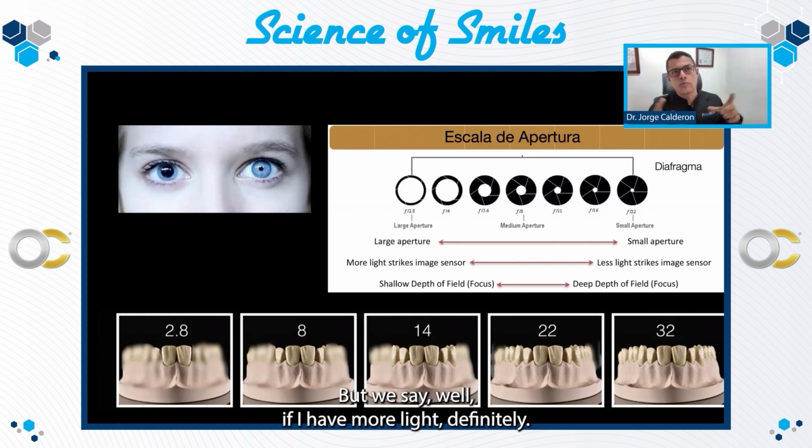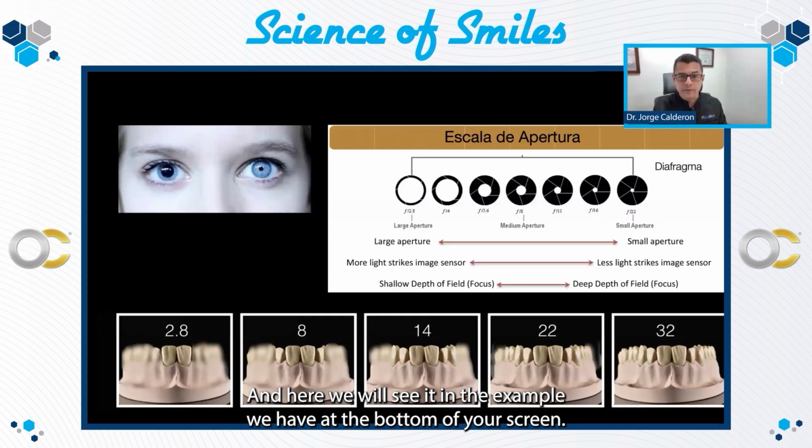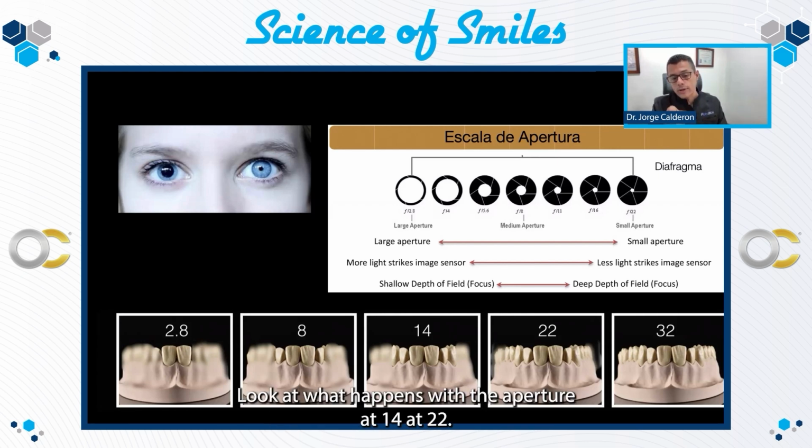But we say, well, if I have more light, definitely, how can it affect or not affect the image? And here, we will see it in the example we have at the bottom of your screen. When I use a larger aperture, the depth of field is reduced. It becomes focused. So, as you see here, with 2.8, in the shot I want to take of this entire archway, it only allows me to get information from the two central ones. Look at what happens with 8. Look at what happens with the aperture at 14, at 22, and look at what happens at 32.